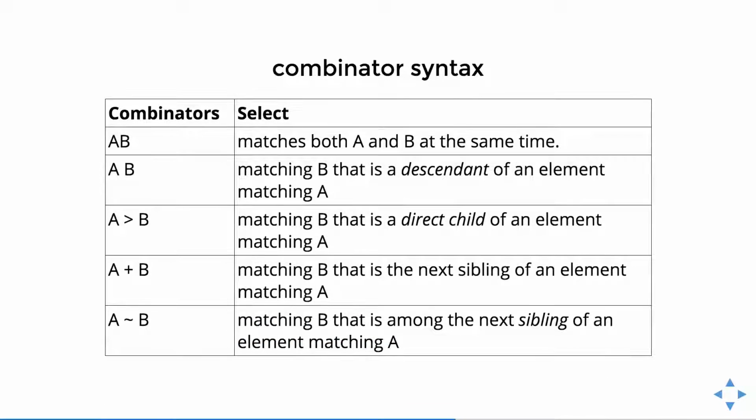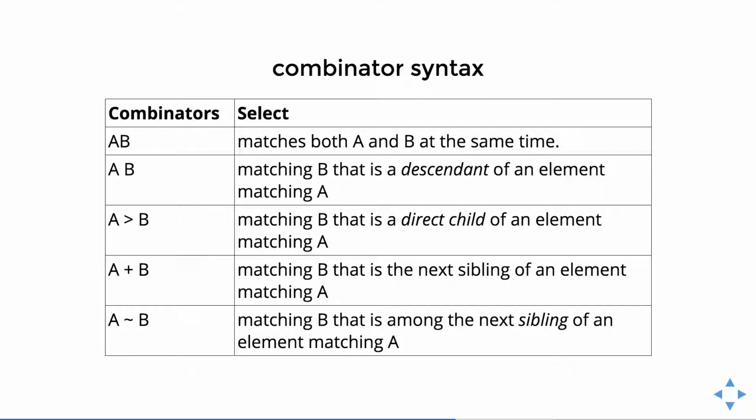Combinators. Okay. Quickly, A and B squished together, no space, no characters, touching, means they have to match both A and B at the same time, right? A and B with a space separating them means it matches B, but only if B is a descendant, no matter how deep, of A. So basically the final thing is what we're selecting, but only in the context of somewhere up in its ancestry there's an A. White space right here matters. Yeah, totally.